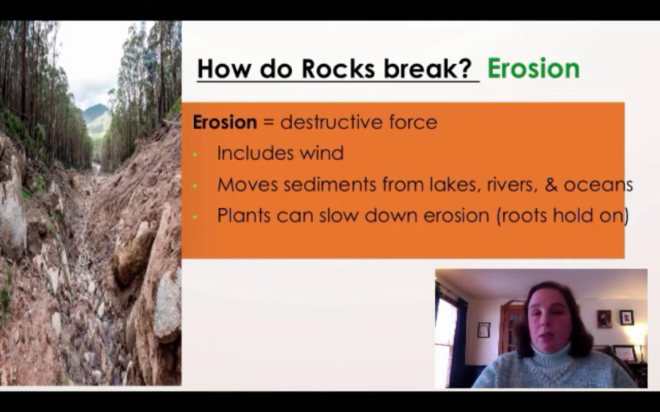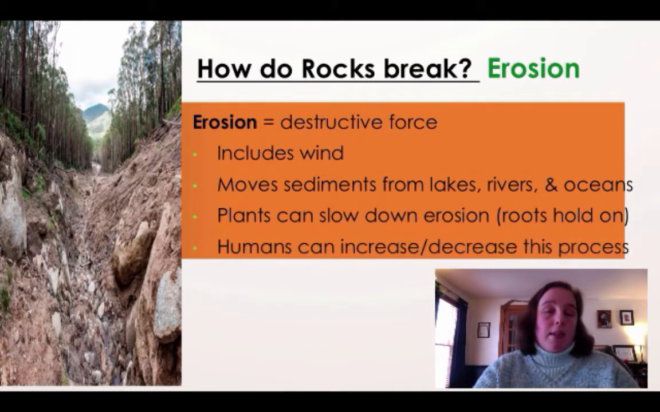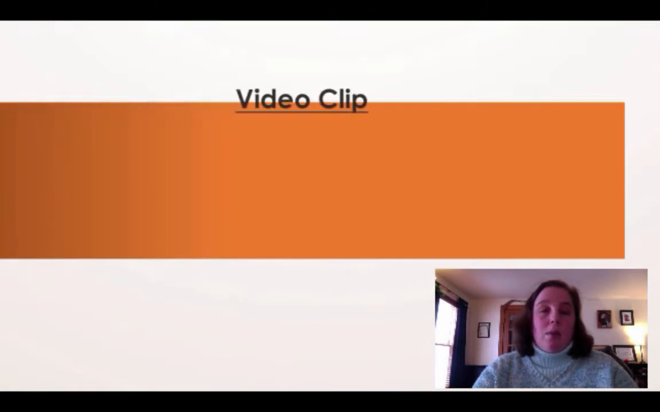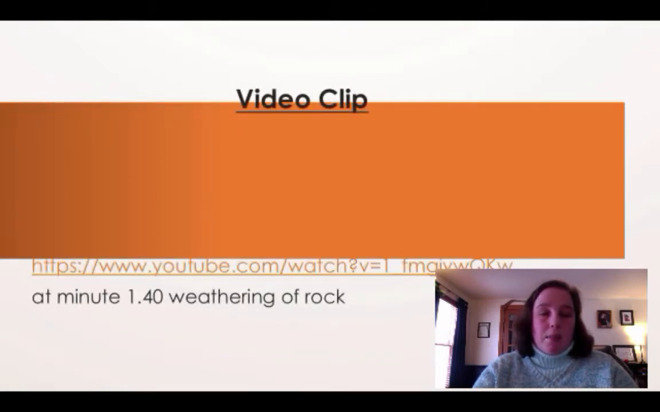We actually use that here on the farm. So if we have a place that gets an awful lot of water, so we don't lose all of our dirt, we actually plant different kinds of plants there. We're actually going to plant some blackberries out front to hold on to that soil for us. Humans can increase or decrease this process, which is just what I was telling you about, how we can actually manipulate our land and help it so that erosion doesn't actually come into play.